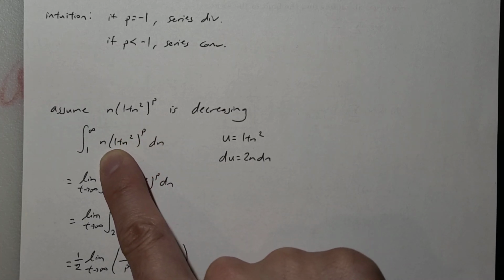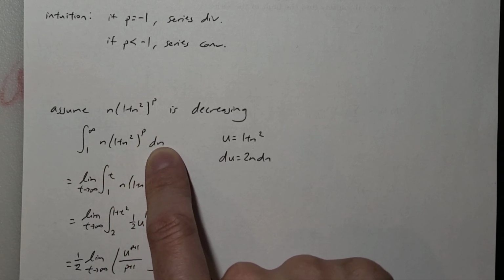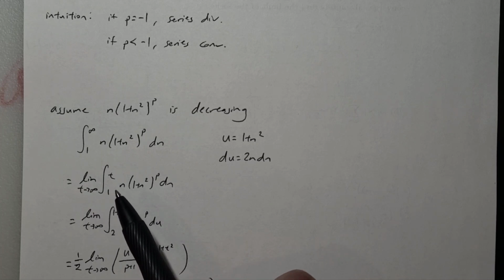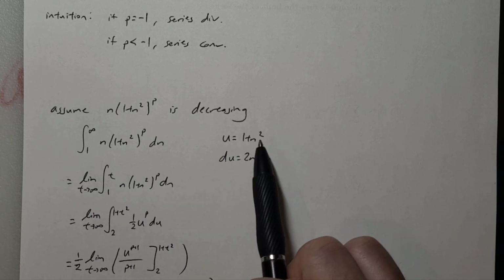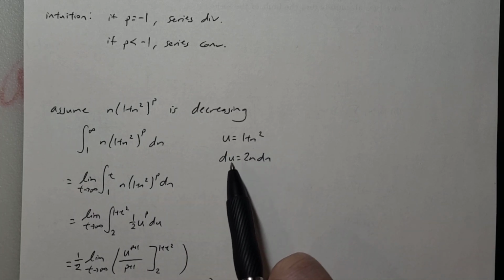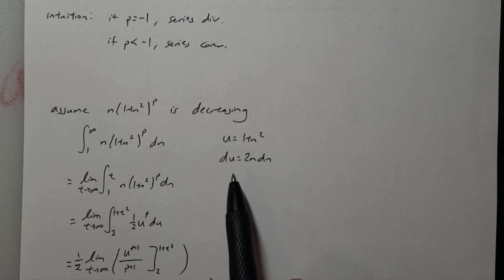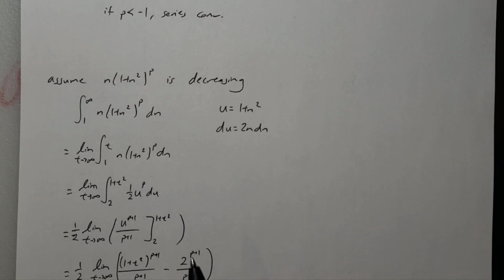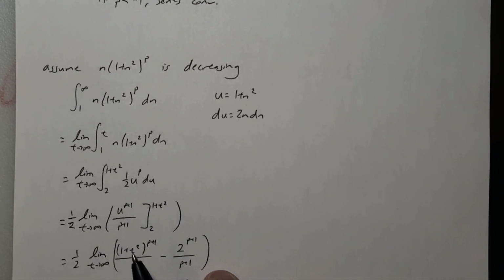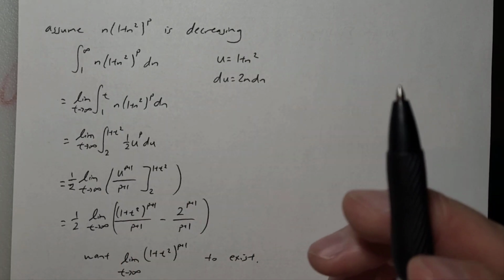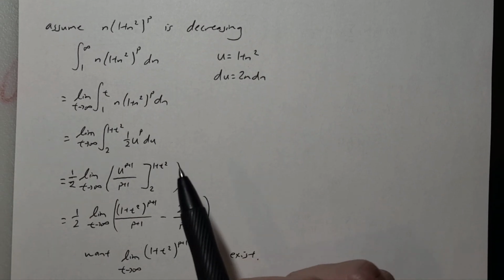So we're going to do this integral from 1 to infinity of n times (1 plus n squared) to the p dn. So p is some constant, and I'm using the proper notation here. Now let's make the substitution. u is 1 plus n squared, du is 2n dn. So this becomes u to the p, and n dn is half du. And the limits of integration change. Be careful. Technically, it might not matter here, but let's be careful with it.